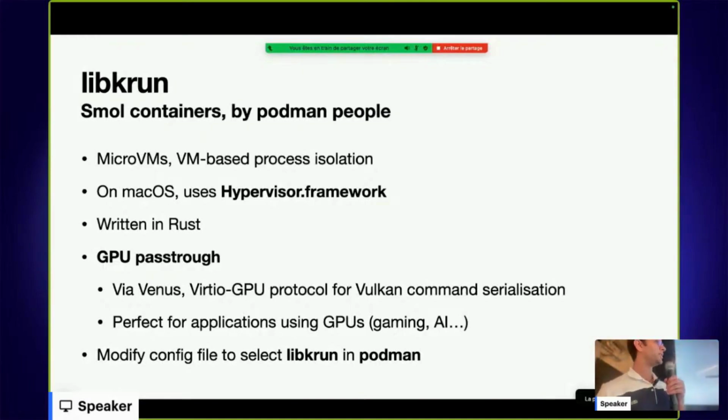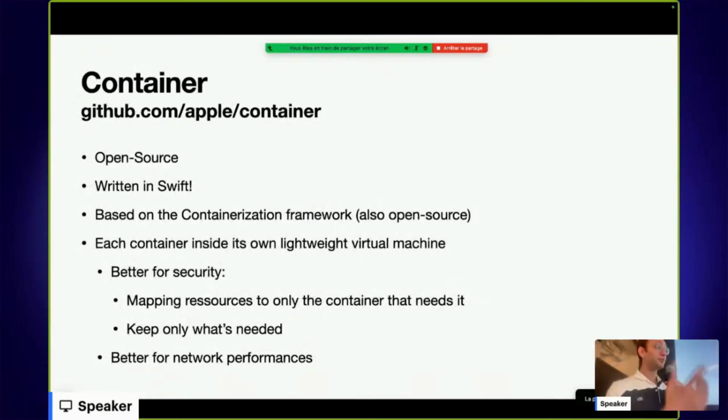Again, I will not really dive into the details. This is thanks to something called Venus, which allows you to expose your GPU as a Vulkan device. Vulkan, for those that don't know, is like Metal, but better. It's perfect for applications using GPUs for gaming and high-end stuff. Within Podman, by default, it uses the virtualization framework, but you can say in the configuration file to just use libkrun, and it chooses libkrun. But recently, Apple gave us the container tool. Maybe you saw it since WWDC 25.